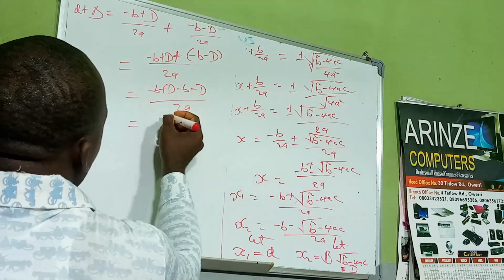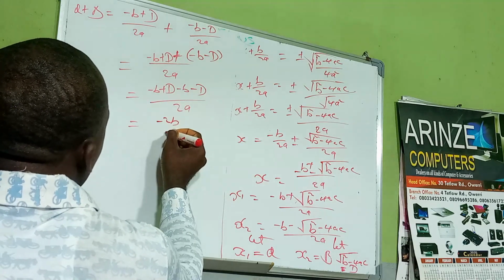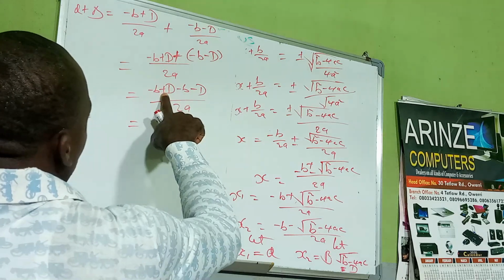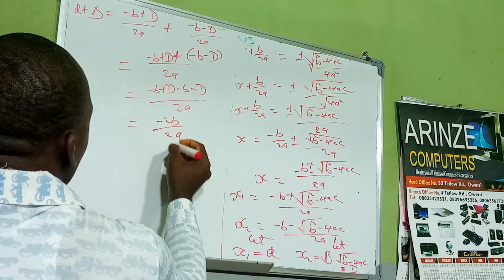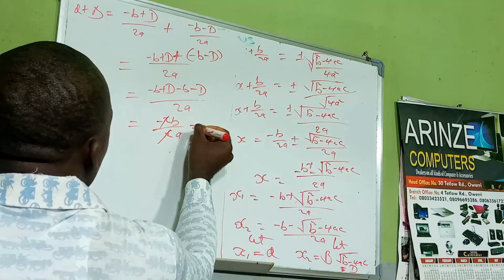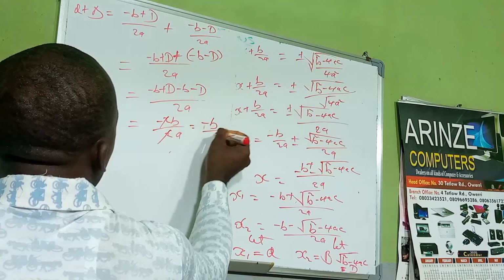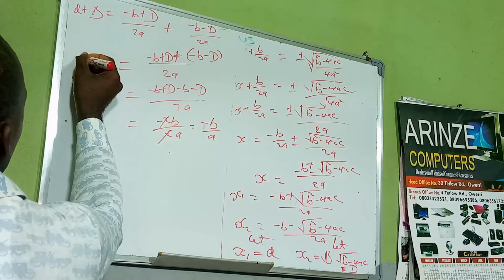Minus b minus b will be minus 2b. Understand? Then plus d minus d is what? 0. So all over 2a. So 2 will cancel 2. So we have minus b over a. So that is the sum of roots.